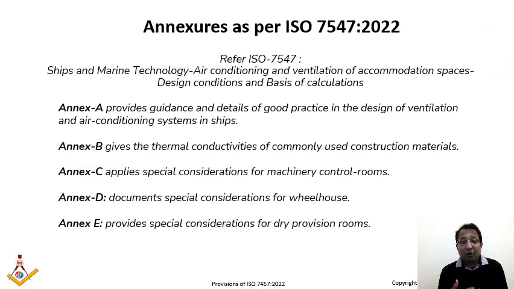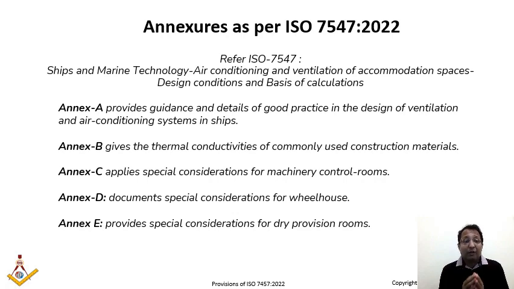This particular slide talks about the annexures to ISO 7547. This particular standard has several annexures, that is A, B, C, D, E, built into this standard. Earlier, each of the annexures had its separate standard, but now they have combined it into one standard and mentioned them as annexures. For example, annexures A, B, C talk about different aspects of the design. So let's take one by one what each annexure contains, and I'm going to cover it in the subsequent lectures in a detailed way.